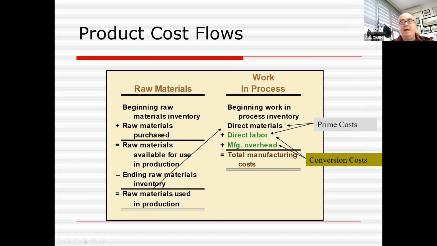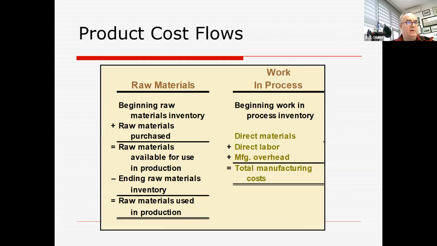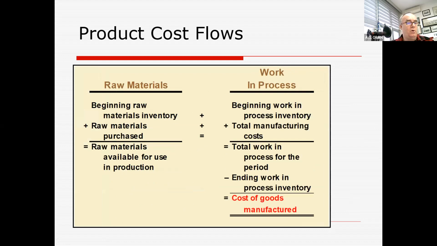So these need to be added to the beginning work in process inventory from the beginning of the year. When you add all of these up together, that is your total manufacturing costs for the period. And from your total manufacturing costs, some of these will complete their production and be transferred into your next inventory account, finished goods inventory, but some of them at the end of the period will still remain. So you will keep those as ending work in process inventory at the end of the year.